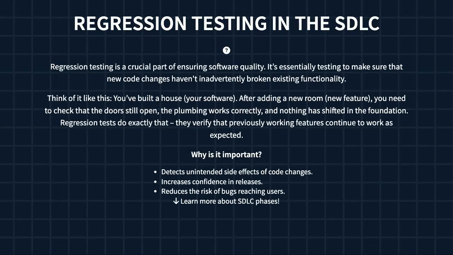Okay, let's talk about regression testing, a really important piece of the software development puzzle. Basically, it's all about checking that when you make changes to your code, like adding a new feature or fixing a bug, you haven't accidentally broken something that was already working perfectly fine. It's like a quality control check for existing features. We want to make sure everything still functions as expected. It helps us build more reliable software and gives us confidence when we release updates.